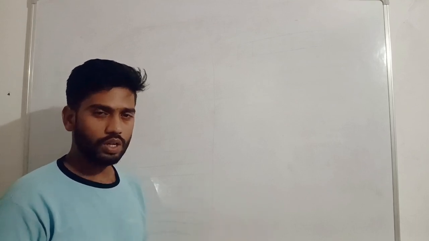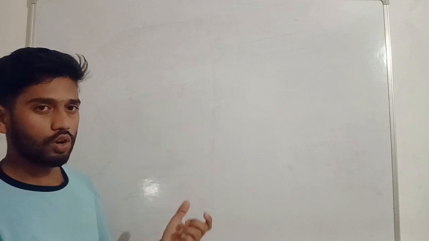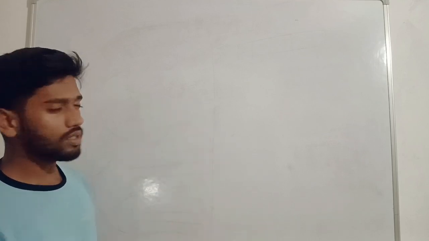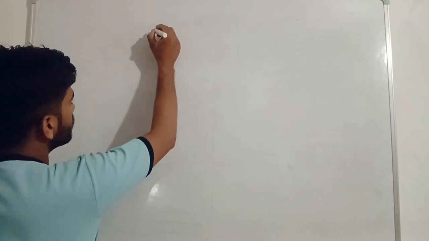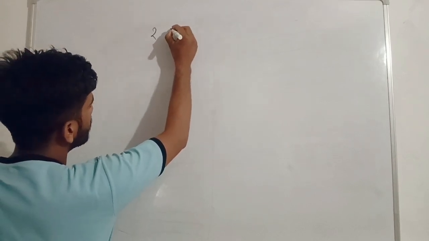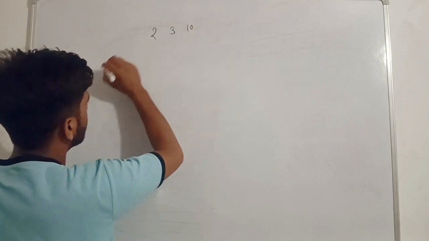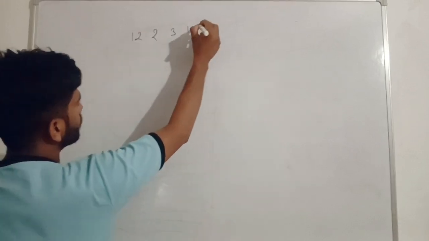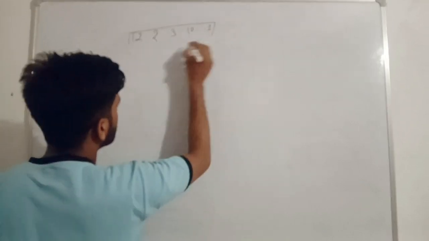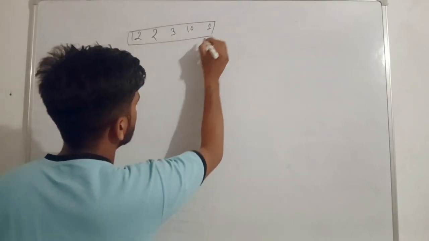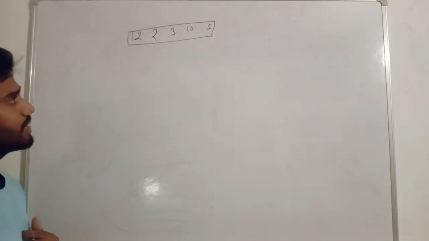Now, using bubble sort, we will discuss sorting here. As an example, take the data 12, 2, 3, 10, and 1. This is the given data, and we have been asked to sort this data using bubble sort.